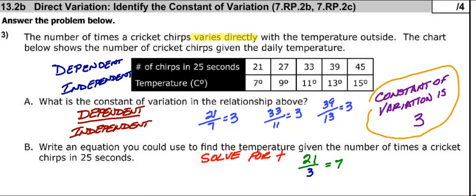Let's see if that works for another one. In 25 seconds, there were 45 chirps. If we divide that by 3, the constant of variation, do we get the temperature 15? Yes, we do. So in this case, the formula is chirps divided by 3 equals temperature. If you'd like to represent it as a multiplication problem, you can take 1/3 times the number of chirps to get the temperature. Either one of those works.